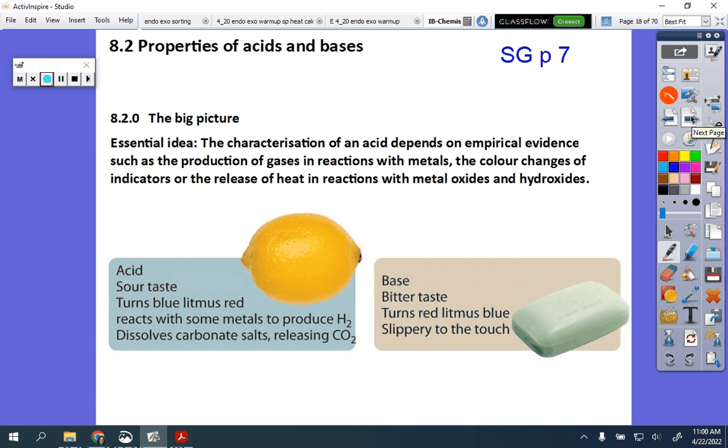So this starts on page 7 in your study guide. This is talking about properties, generally, of acids and bases. And this first slide talks about general properties that we think of. Like, if something tastes sour, it's generally acidic, right? So citric acid from fruits, carbonic acid from soda, things like that, has that sour taste.